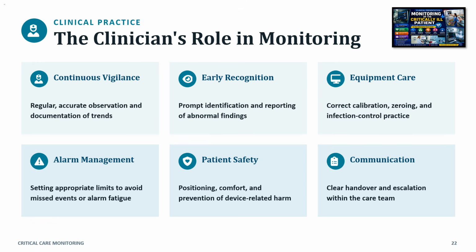Equipment care. Correct calibration, zeroing, and infection control practice. This is because accurate readings depend on properly calibrated and sterile equipment, and poor care leads to false data and infection risk. Alarm management. Setting appropriate limits to avoid missed events or alarm fatigue. This ensures true emergencies are not ignored due to too many false alarms, while also preventing missed critical events.